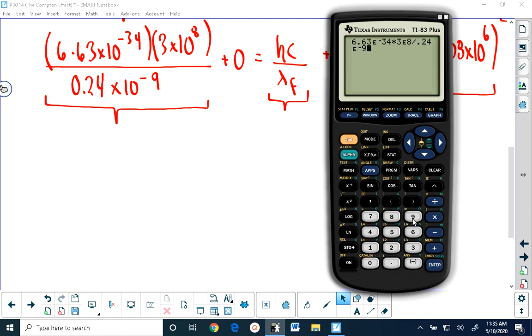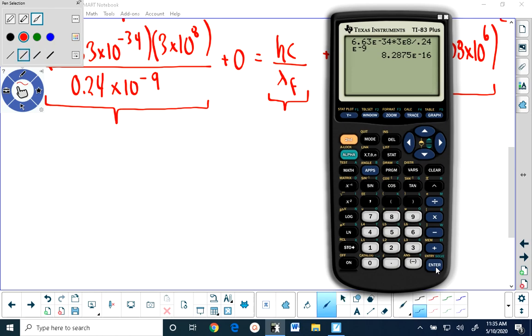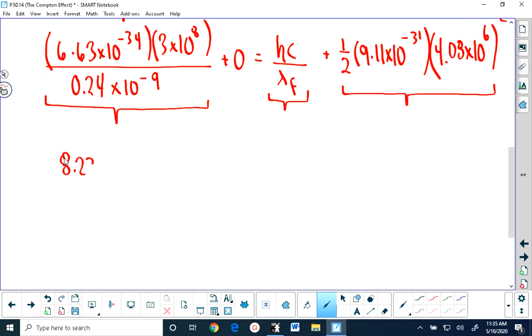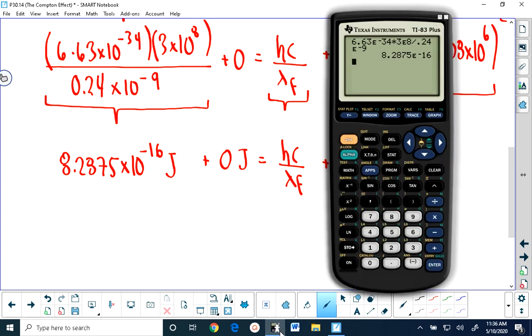So I'm taking Planck's constant in standard units of joule seconds, multiplying by the speed of light and dividing by the wavelength, and I get for the energy that the photon has before it hits the electron 8.2875 multiplied by 10 to the negative 16 joules. That's the photon's energy before, plus the 0 joules for the electron before, is going to equal the energy of the photon afterwards plus the energy of the electron afterwards. And we can calculate that.